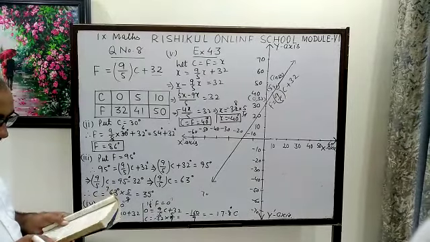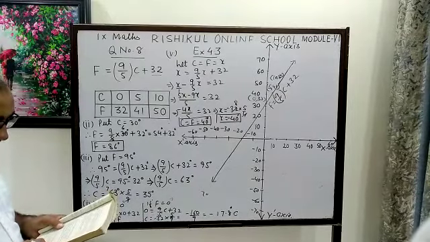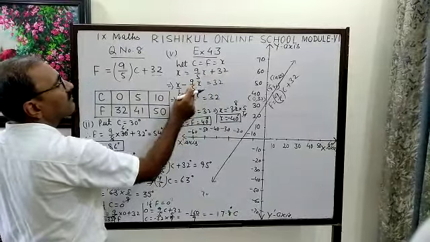is there a temperature which is numerically the same in both Fahrenheit and Celsius? If yes, find it. If Fahrenheit and Celsius are the same, C is equal to F, then suppose C is equal to F is equal to X. So X = (9/5)X + 32, and then (9/5)X you transfer from right to left, sign will be changed, equal to 32.